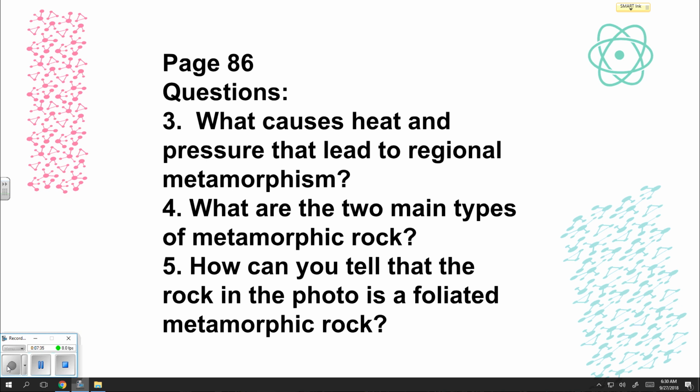Question 4, what are the two main types of metamorphic rock? Foliated and non-foliated.